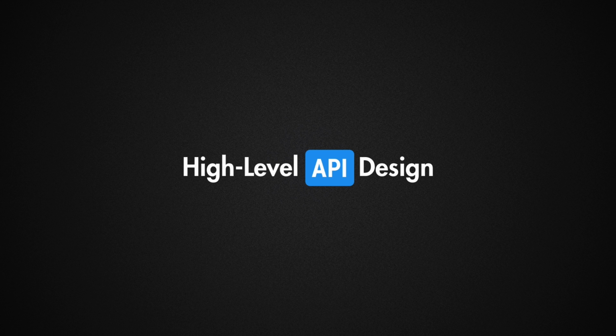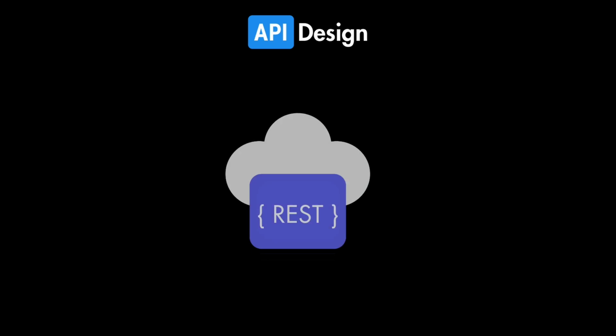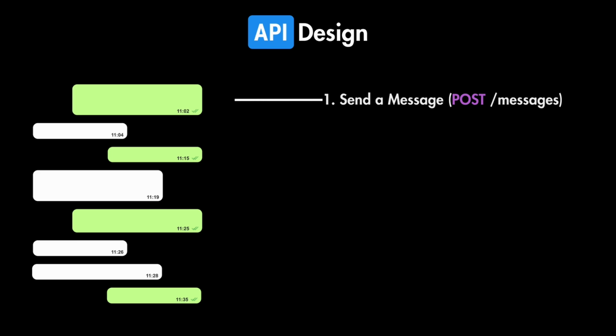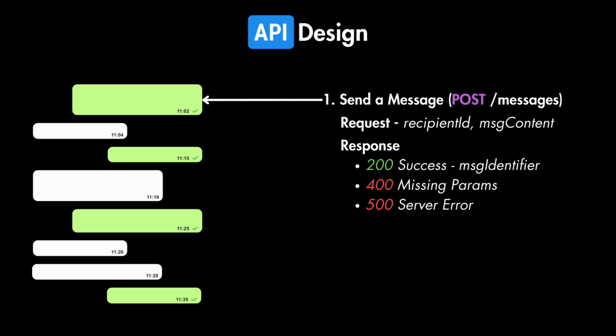Now let's move on to the high-level API design. We'll likely use a RESTful API style for this system, and here is a breakdown of possible endpoints. The first one will be to send a message, which is a POST request to /messages. The request body should include the recipient's ID and the message content. And the successful response will be 200, which returns a unique identifier of this message. Otherwise, we would have error codes like 400, which is missing parameters, or 500 in case of server errors.